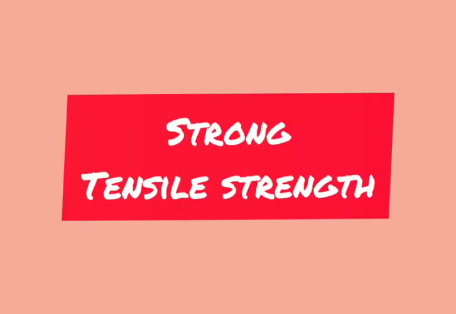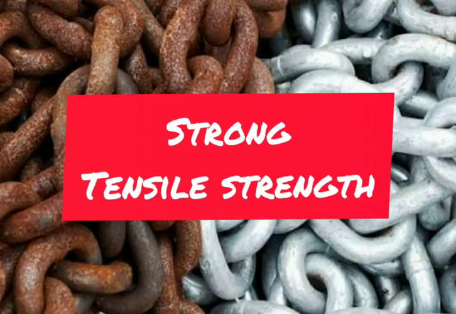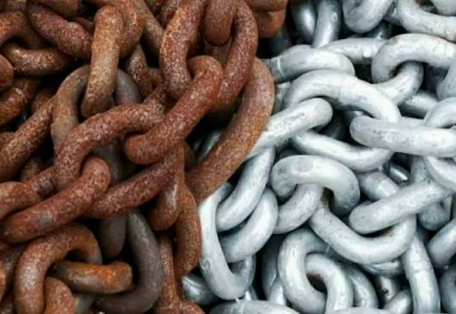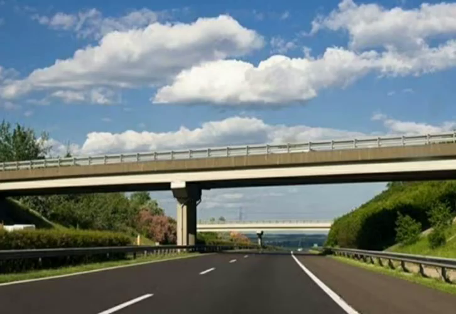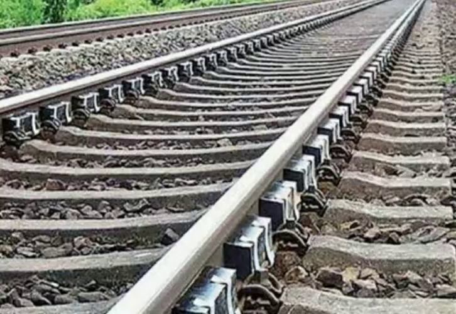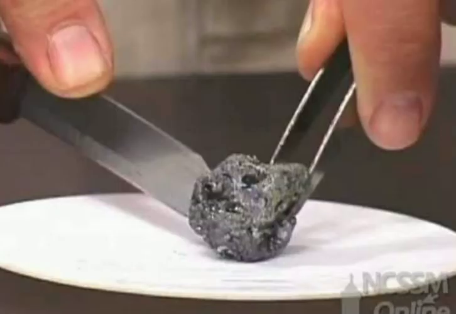Sixth point is metals are usually strong. They have high tensile strength. It means that metals can hold large weights without being broken. For example, iron is very strong. It is used in construction of bridges, railways, etc. But again, sodium and potassium are not very strong.